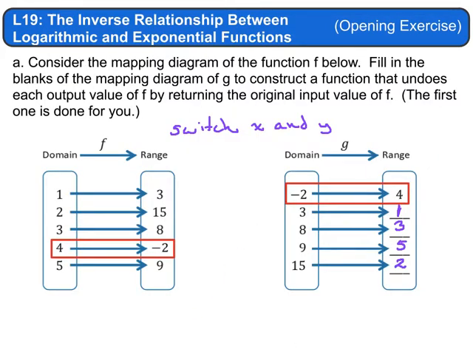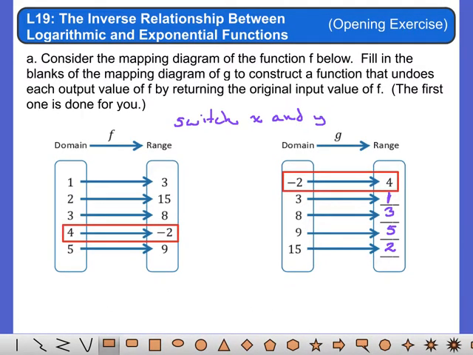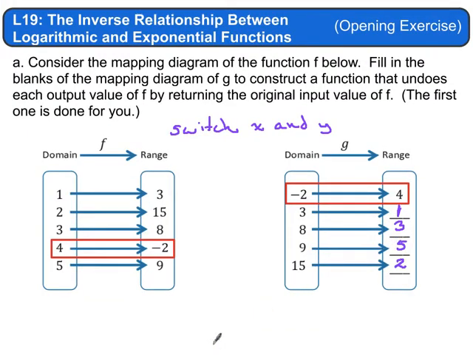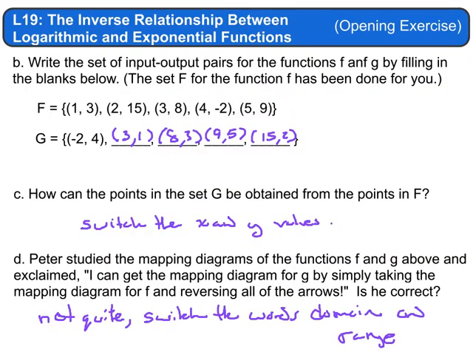So again, just as what Peter was suggesting, Peter suggested we just take our arrows and turn them the other direction. But if we were to do that, we'll draw those over here. 3 does map to 1, 15 does map to 2 in this one, but we need to change our terminology as well, and not just the other information.